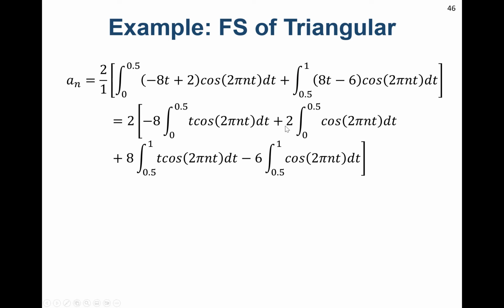Then the 2 comes out over here, and again, that's just a multiple of a constant. So I have my cosine 2 pi nt dt over here. I do the same thing for this one by breaking it out, and this one becomes plus 8 t cosine 2 pi nt dt, and minus 6, again over here, cosine 2 pi nt dt. So the only difference in these integrals is the limits here. You can see that these limits are different, and obviously the expressions are slightly different as well.